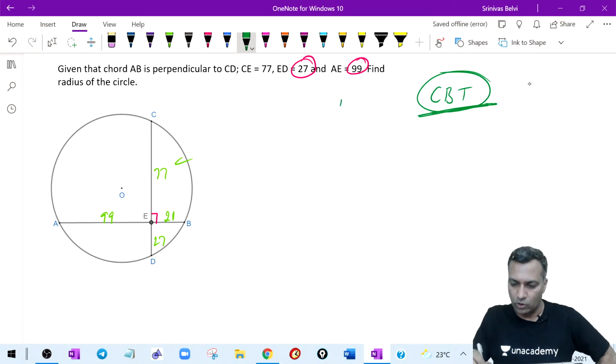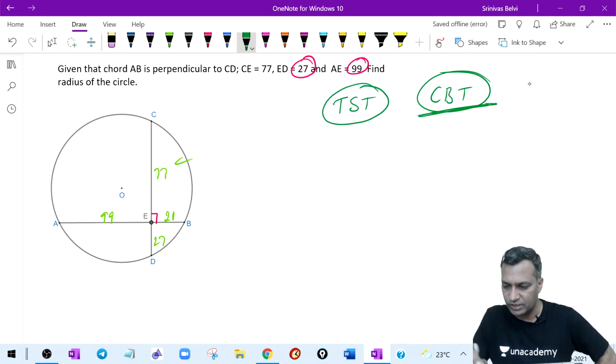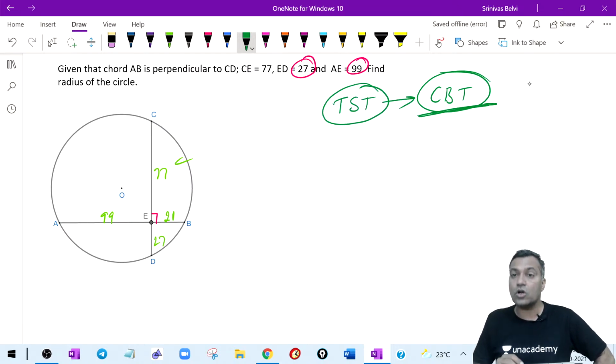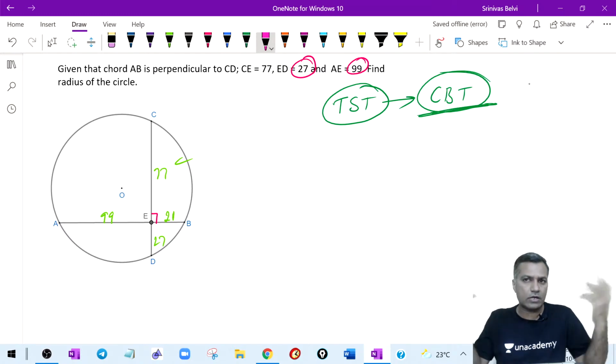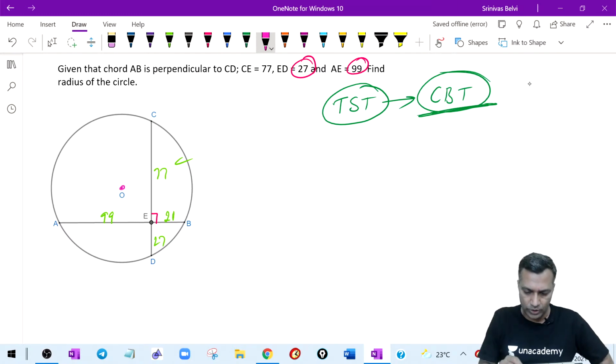Two theorems we talked about. Tangent secant theorem, first we applied that. Then we are now talking about the chord bisector theorem. Let's understand why the chord bisector theorem. We'll come to it. Okay, I will drop a midpoint on this.